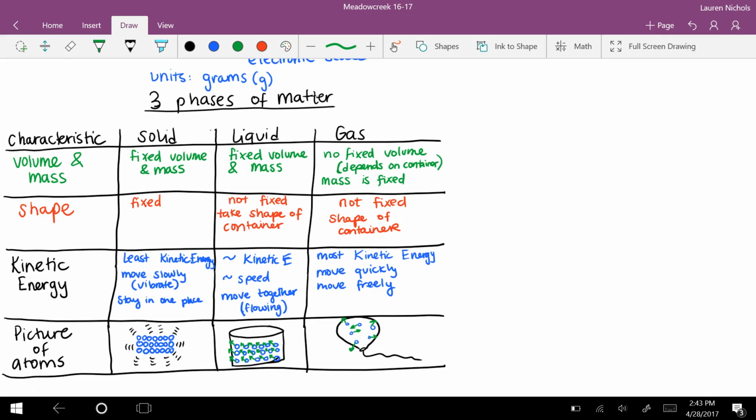They move together. Whereas gases have no fixed volume, okay? They can spread out to fill up their container, and their shape depends on the container they're in. They have the most kinetic energy, they move freely, and they move quickly. They go in all different directions, okay?